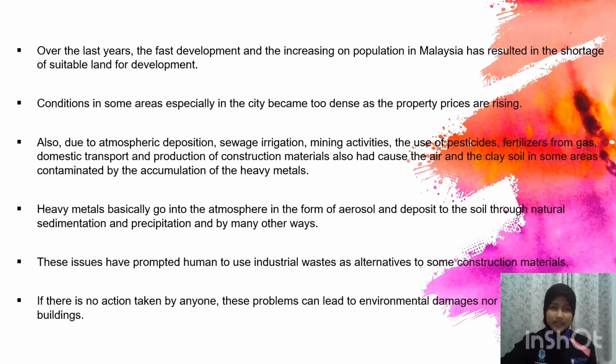We know that heavy metals basically go into the atmosphere in the form of aerosol and deposit to the soil through major sedimentation and precipitation and by many other ways. These kinds of issues have prompted humans to use industrial waste as an alternative to some construction material. So if there is no action by anyone, this problem can get worse and can lead to environmental damage or damage the building.